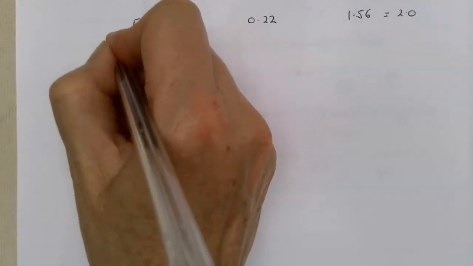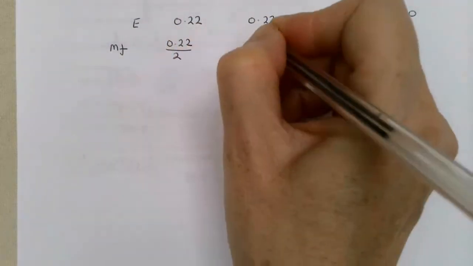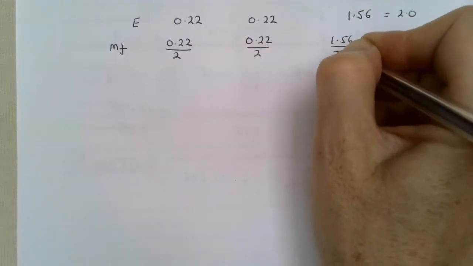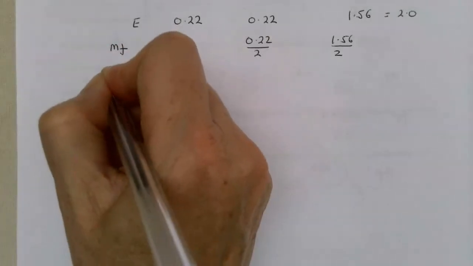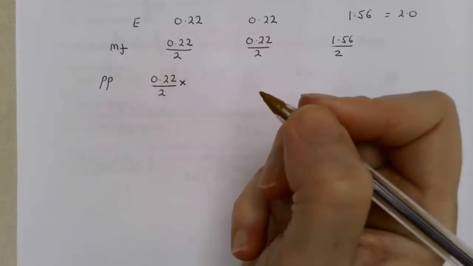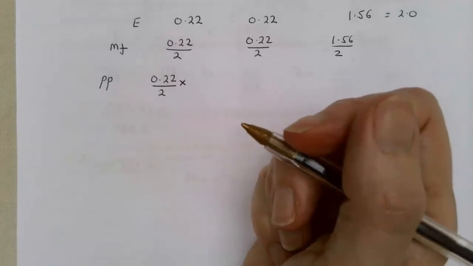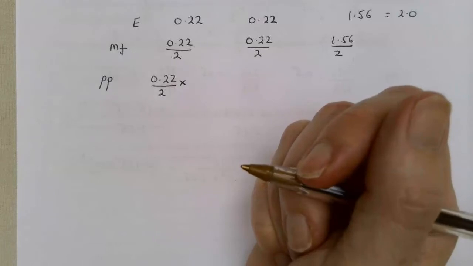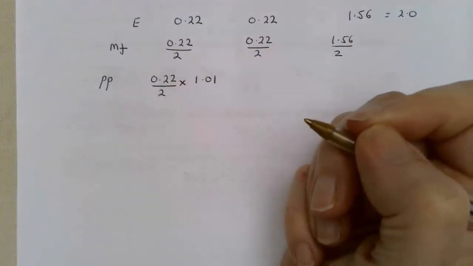I'm going to use these to work out the mole fraction. So that's 0.22 divided by 2, 0.22 divided by 2, and 1.56 divided by 2. Next step is I'm going to work out the partial pressures, and the partial pressure is my mole fraction, 0.22 divided by 2, times the total pressure. And we're told that the total pressure is 1.01 times 10 to the 5 newton meters to the minus 2, and that works out as 1.01 atmospheres. So I'm going to just times by 1.01 through there.